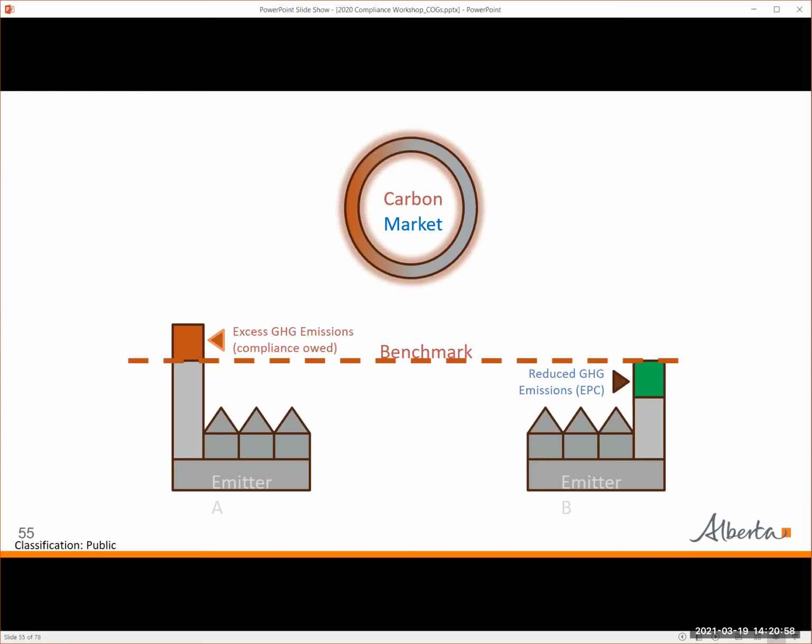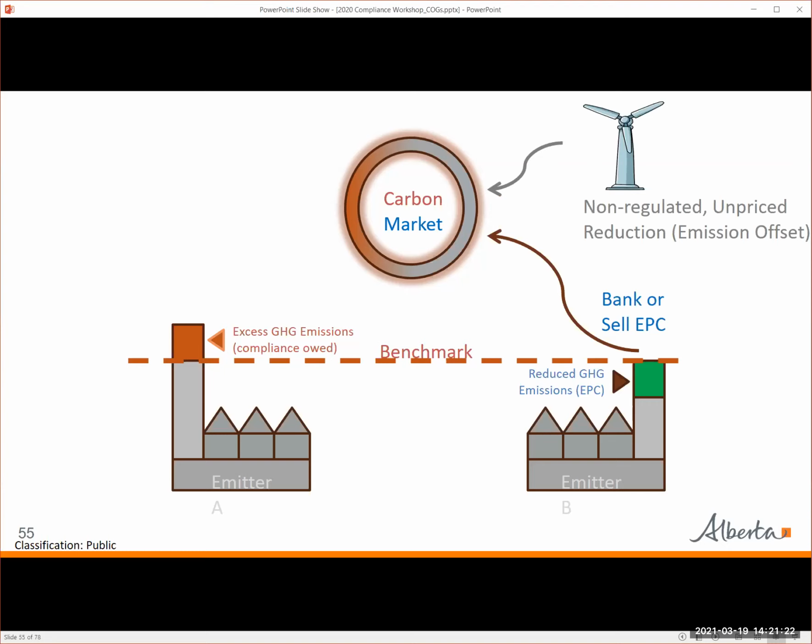Emissions performance credits may be produced by facilities like Facility B here that beat their emissions benchmark, and those credits can be used for compliance for other facilities in an organization's fleet, or they can be sold on the carbon market to other facilities that might be interested in using them to satisfy their obligation. Alberta-based emissions offsets can also be traded on the market. They may be produced by non-regulated activities that reduce emissions. In this example, we've got some wind power production producing offsets.